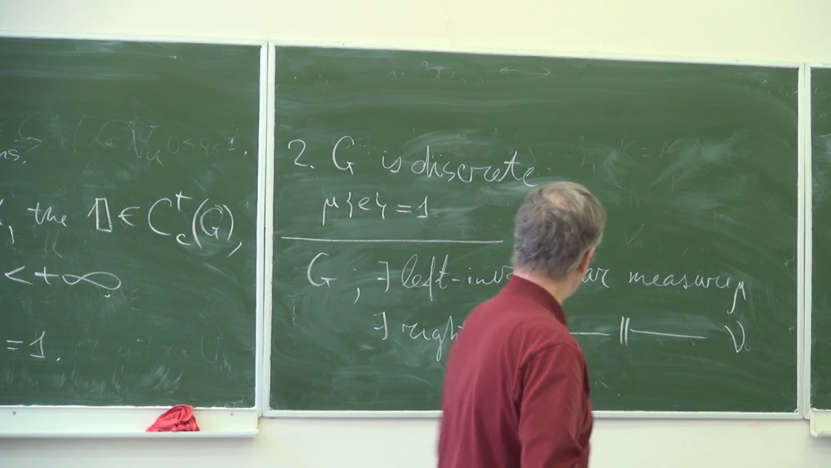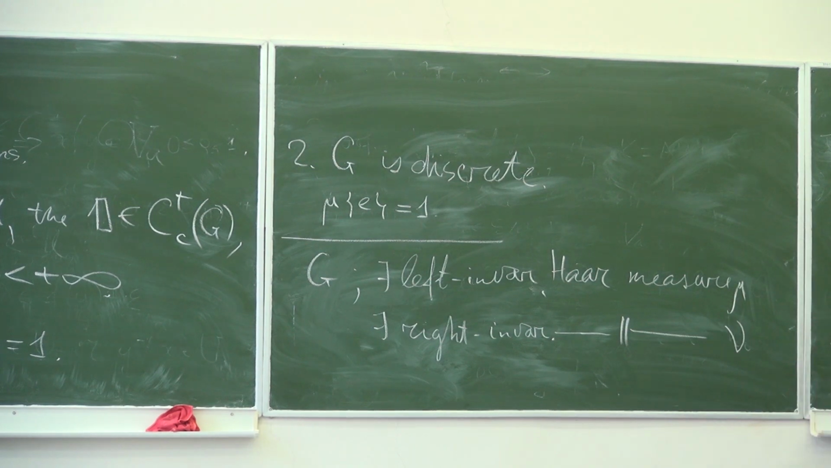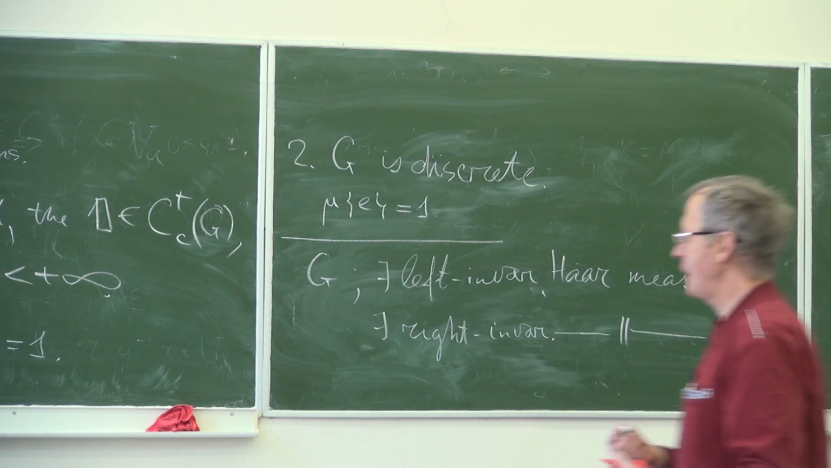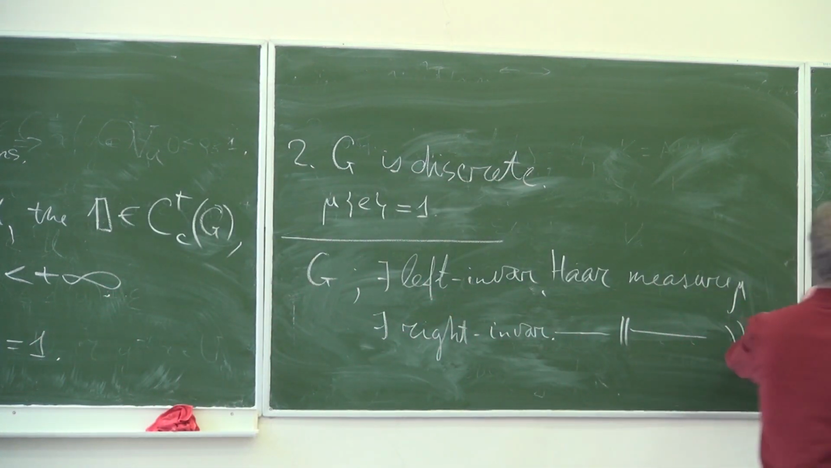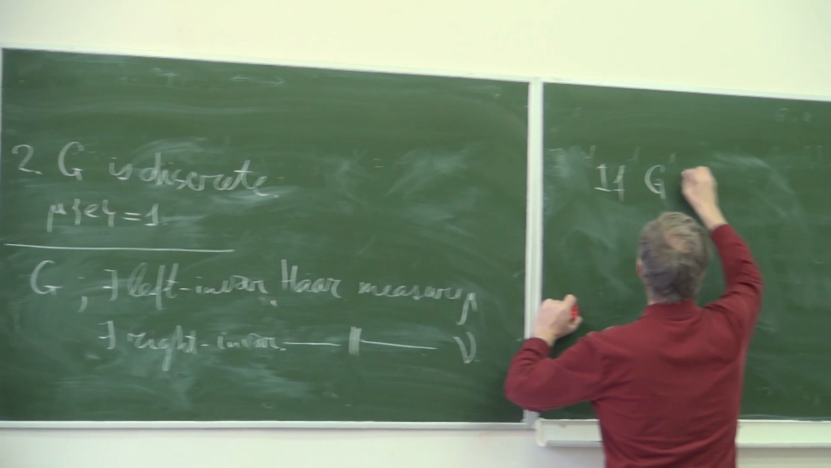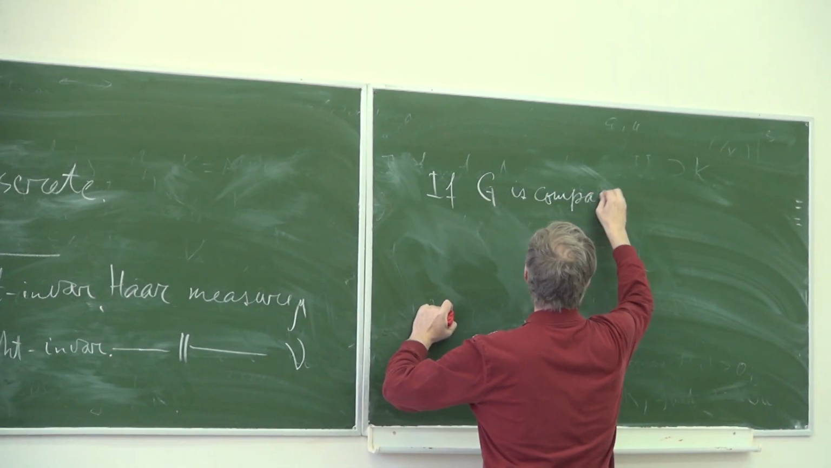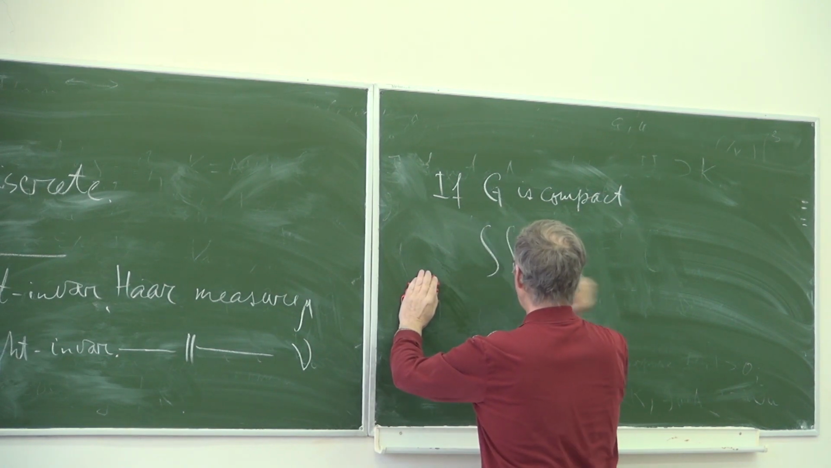Okay. Well, in fact, these measures need not coincide. Mu and nu, even up to a constant, may be different. Yes. In compact cases, they coincide. So if G is compact, you may simply consider the following integral.